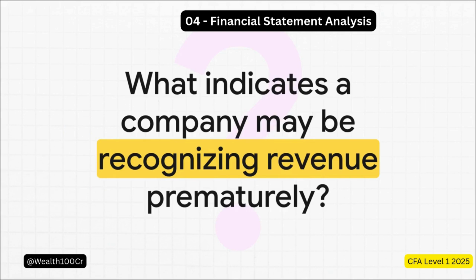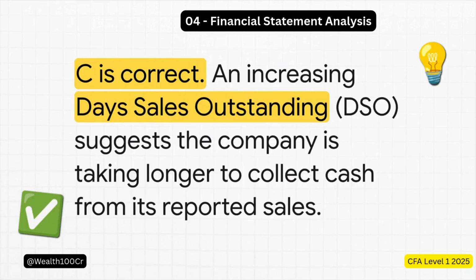Okay, you've got the checklist. Let's put it to the test with a quick practice question. Read this over and think. If a company is booking revenue too early, what's going to happen with its ability to collect cash compared to its rivals? And the correct answer is C. If days sales outstanding, or DSO, is going up, it means it's taking the company longer and longer to get the cash from the sales it's already put on the books. This is a classic textbook sign that a company might be recording revenue for sales that aren't quite real yet.